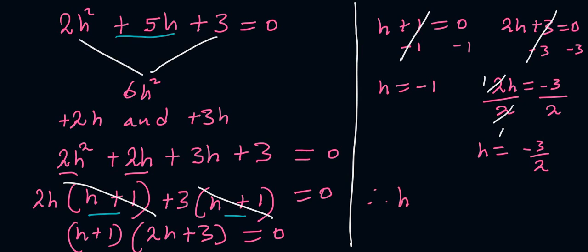Now the final answer would be, therefore, h is equal to -1 and -3 over 2. Final answer. And the -3 over 2 can also be written as -1 1/2. Okay, but you don't need to bother yourself over that. You can stop at this point. So this is the final answer to this question.